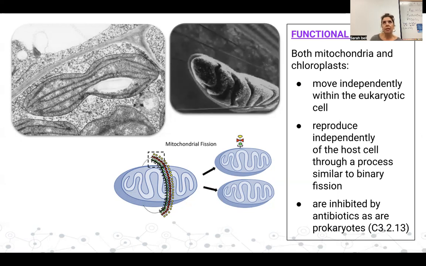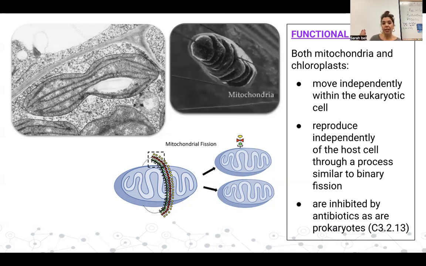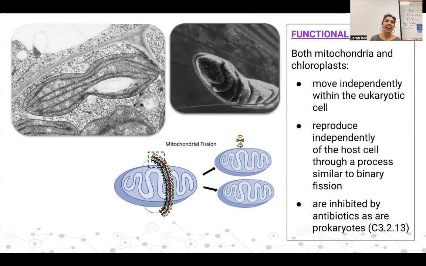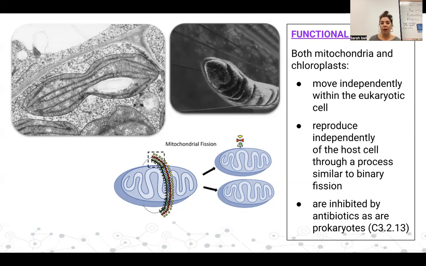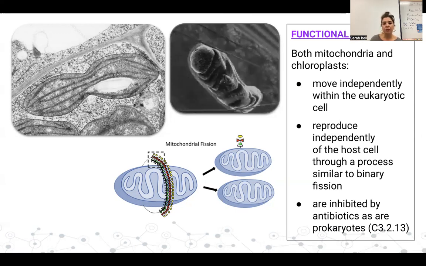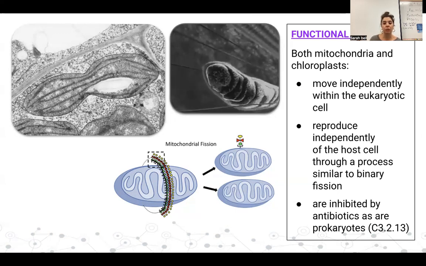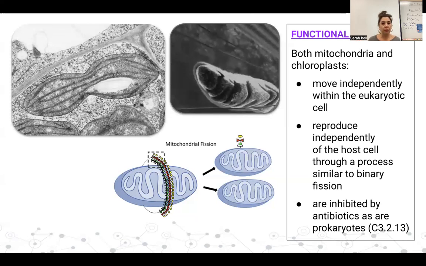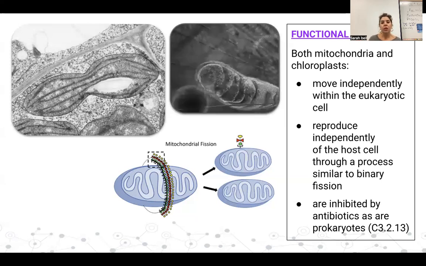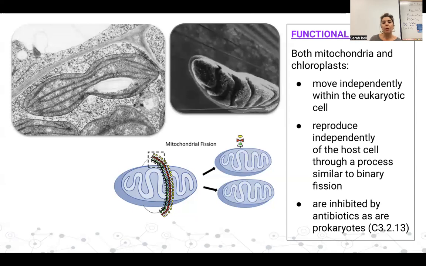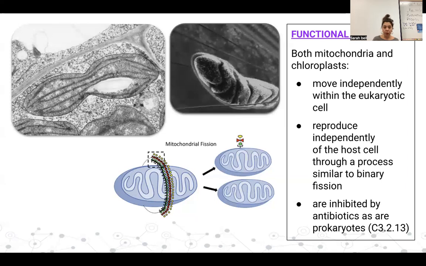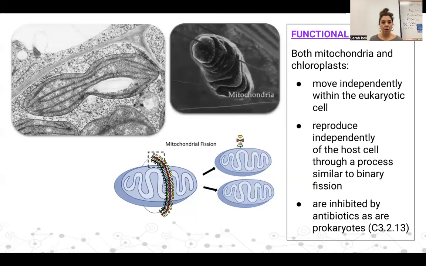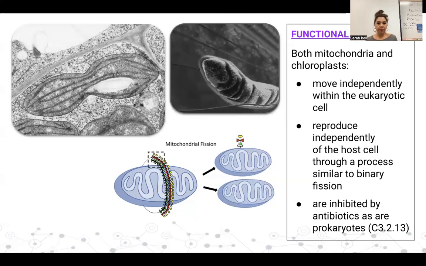So let's say a cell is very energy dependent, like your heart muscle cells. They probably have a lot of mitochondria. So they might create more mitochondria as your heart develops and needs more energy. So it's pretty cool that these guys can reproduce in a process that's really similar to how prokaryotes reproduce, which is what we call binary fission.